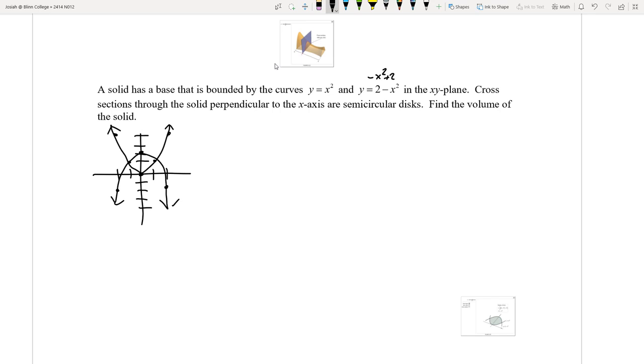And so the base is bounded by these curves. So it's going to be the space in between the curves, or this guy right in here. Cross sections through the solid perpendicular to the x-axis are semicircular disks. So our cross sections are going to be vertical like this. So we're looking at it straight on. So really we should be having semicircles sticking out of the page. It's really difficult to show that though if we're looking down at our solid.